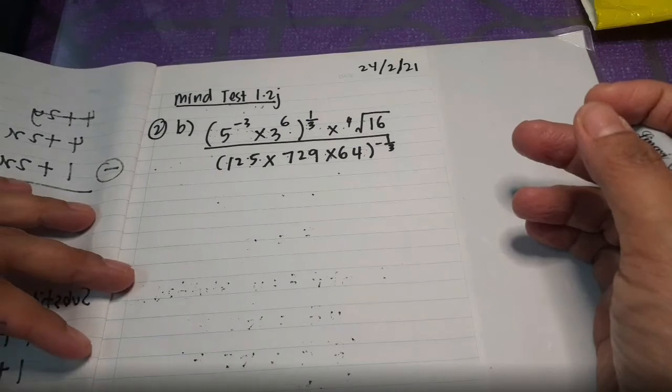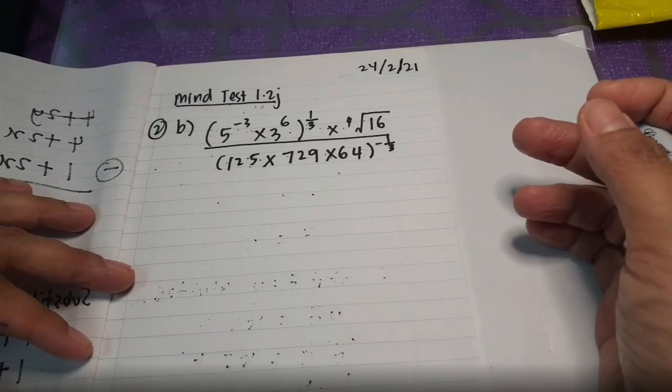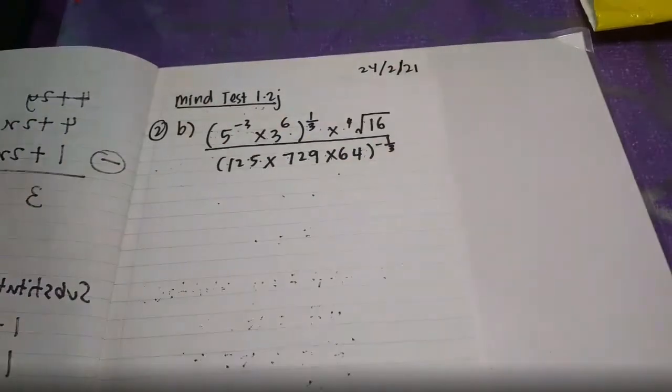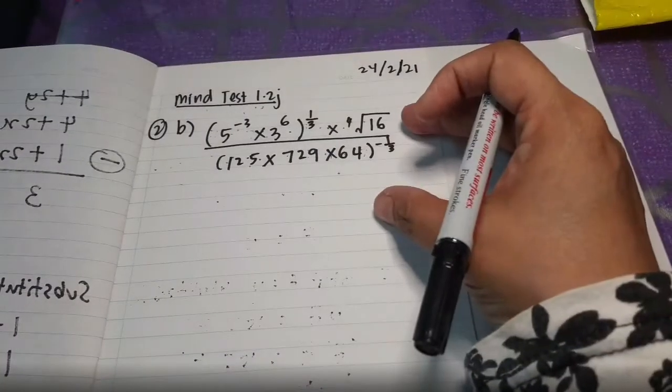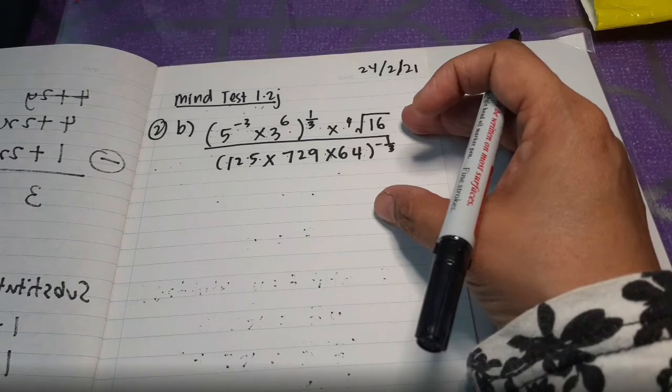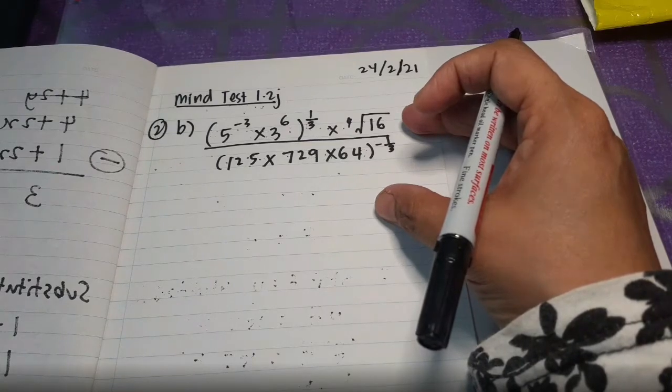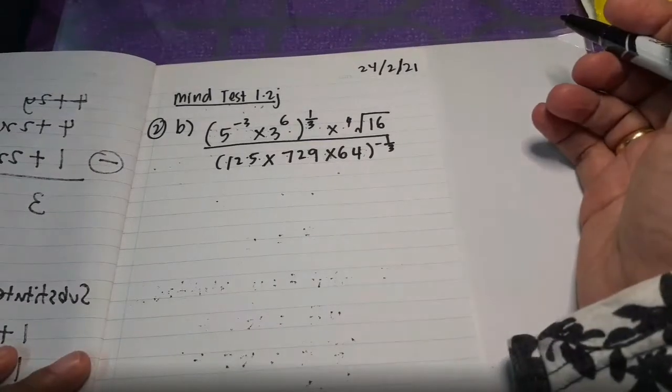Good morning. So today we will discuss mind test 1.2G. Start from 2B, 2B until 2F: B, C, D, E, F. So we start from 2B.